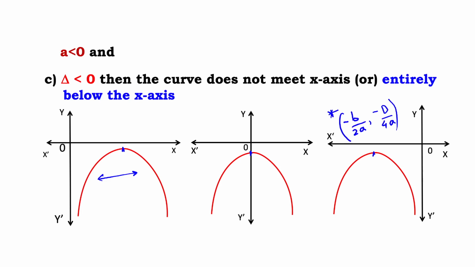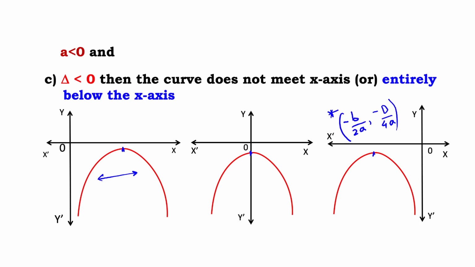In this case, the x-axis and y-axis. So x is always 0 in this case, so b will be 0 in this case. But in this case, minus b by 2a will be positive, and in this case, x is negative, so minus b by 2a will be negative. It depends on which quadrant this will be, right?